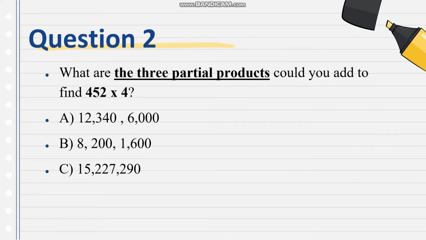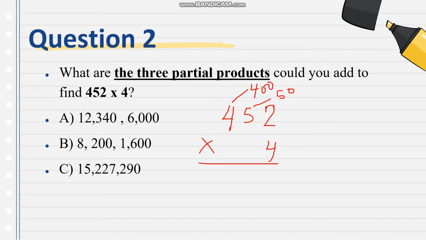Question number 2. What are the three partial products you could add to find 452 multiplied by 4? It's the same thing. 452 multiplied by 4. So what is the value of 4? That is 400. The value of 5 is 50 because it is in the tens place. And the value of 2 is 2.